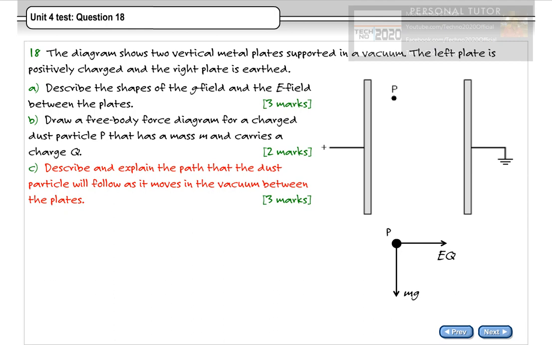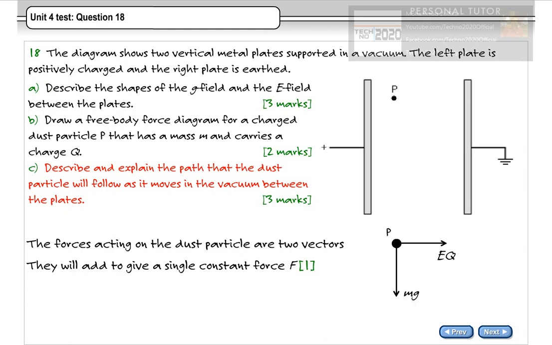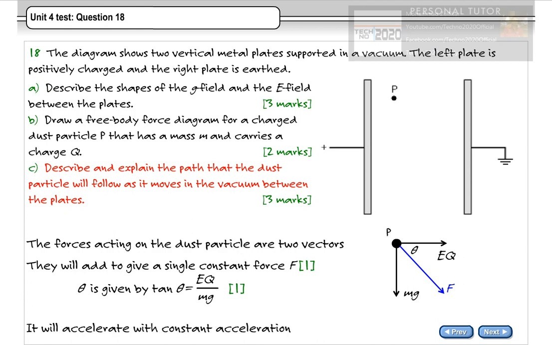Notice that part C is a describe and explain question. Deal with each aspect separately, but look carefully at the forces in the free body force diagram and note that they are constant forces. The two forces on the dust particle will add as two vectors to give a single constant force F. The direction of this force will be down and to the right at an angle theta below the horizontal. Under the action of this constant force, the particle will accelerate along this path.